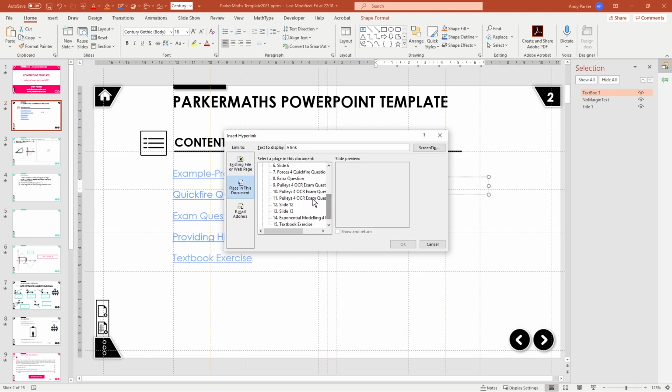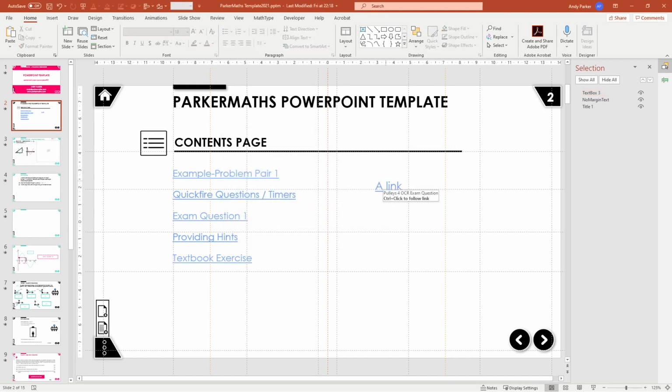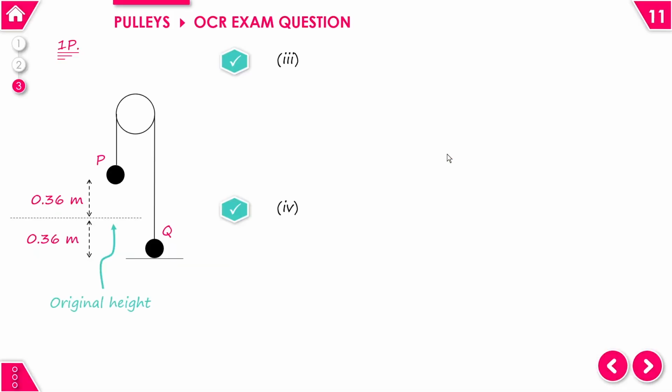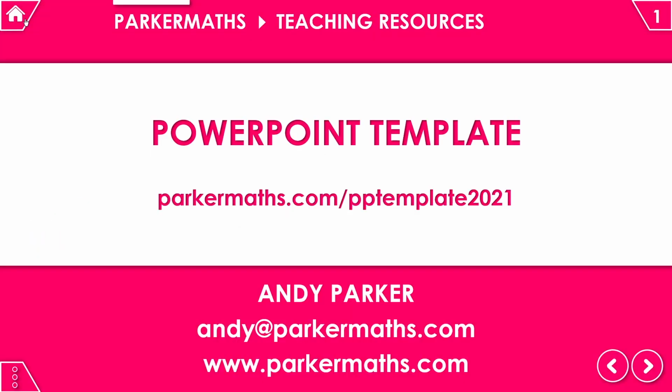And then here's all my slides. I can just choose a slide like that. Okay, and then when I'm in, you can either, if you want to, control and click on it when you're not in presenter view. I can just click on that and it takes me to the relevant slide.